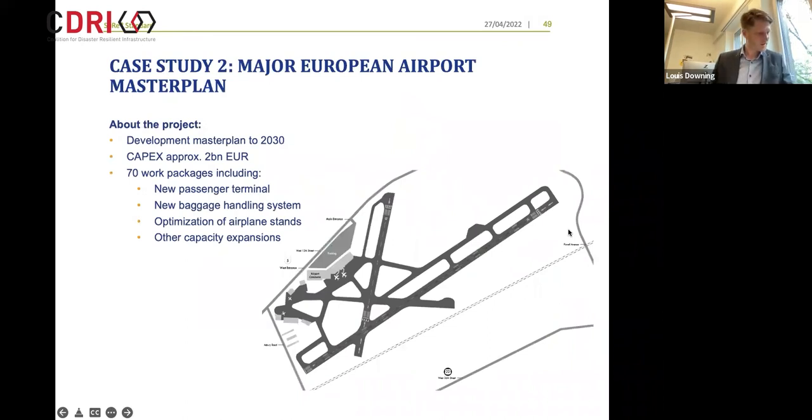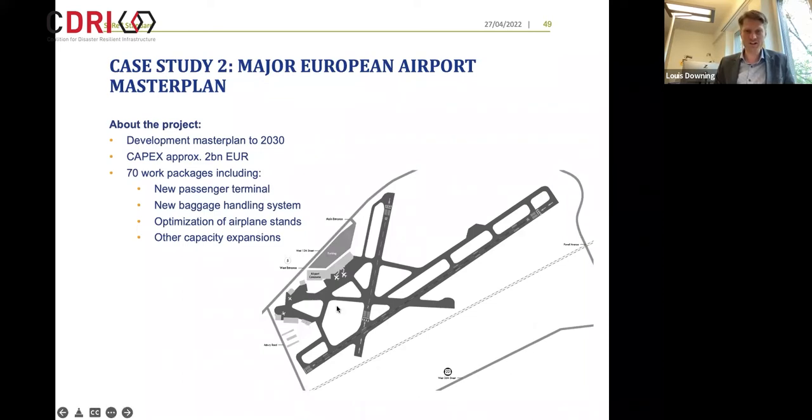Going to the next case study, totally different one. This is a major European airport master plan through to 2030. I'm not naming the specific projects, but this particular master plan had a capex of about 2 billion euros over that time, comprising 70 different work packages, including a new passenger terminal, new baggage handling system, optimization of the airplane stands, and some other capacity expansion.